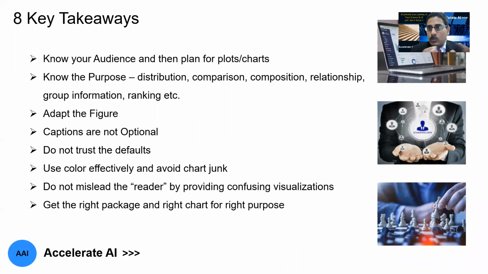We have to adapt the figure to a particular area size, and accordingly we can control it. Captions are not optional. Obviously, the x-axis, y-axis, and the title all have to be meaningful. Otherwise, the plot doesn't look that great. Do not trust the defaults. If we need something, we have to explicitly provide that in the parameters to show our plots accordingly. Use color effectively and avoid chart junk, which we know from the concepts we have gone through.